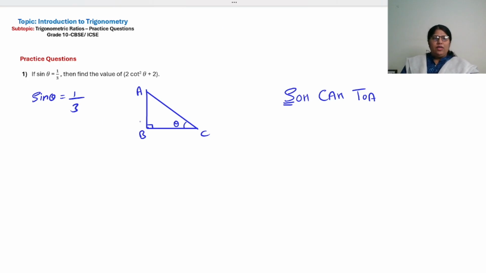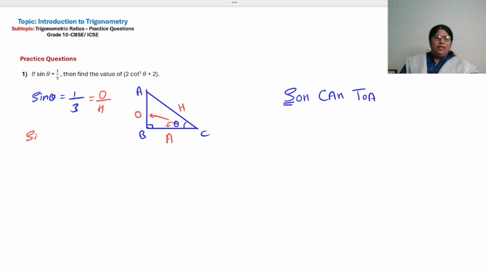So with respect to theta, what is your opposite? First you can mark what is hypotenuse. The side opposite to 90 degrees is the hypotenuse. The side next to the angle, which is one of the arms of the acute angle theta, is called adjacent, and the opposite is nothing but AB, right? So you can write O here. We will mark this as opposite, and this as hypotenuse.